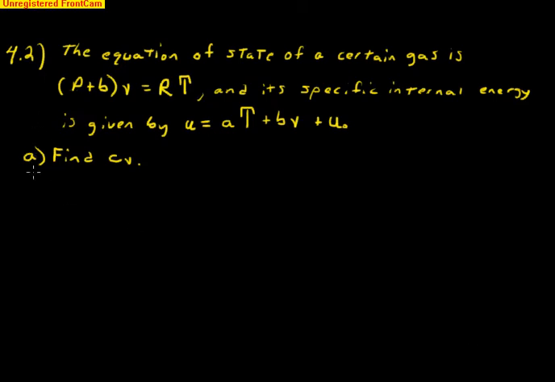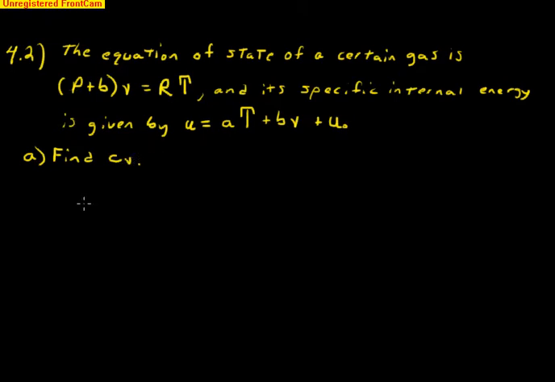Okay, we have a proof from Ashley Carter's Thermodynamics in Chapter 4, problem number 2. The equation of state of a certain gas is pressure plus B, which is a constant, times the specific volume is equal to RT. And its specific internal energy is given by U is equal to AT plus BV plus U naught. Find the specific heat capacity with constant volume.